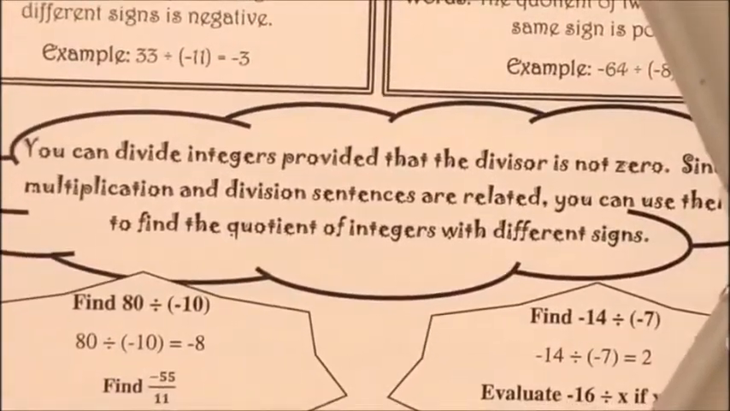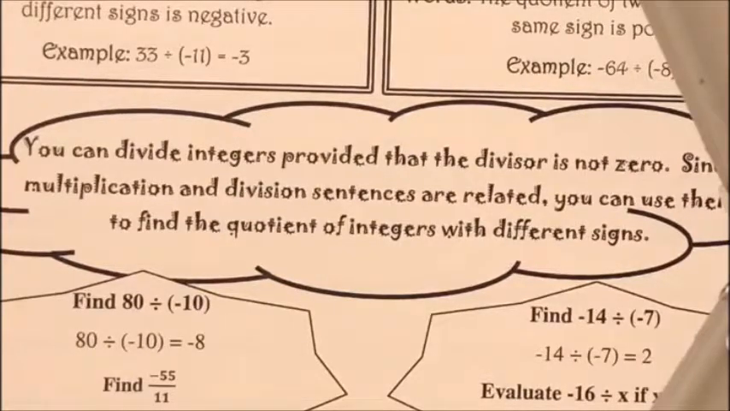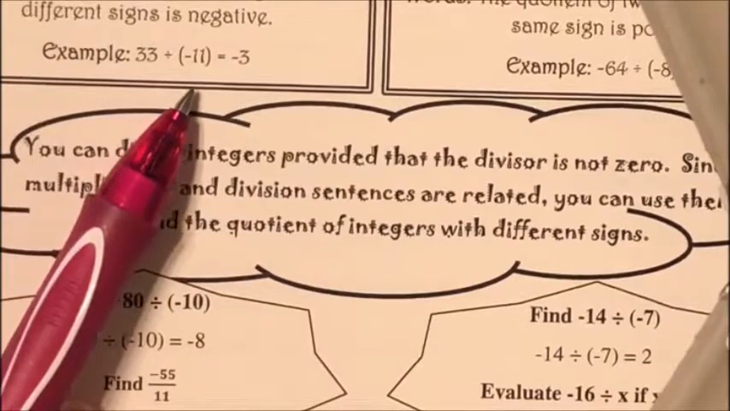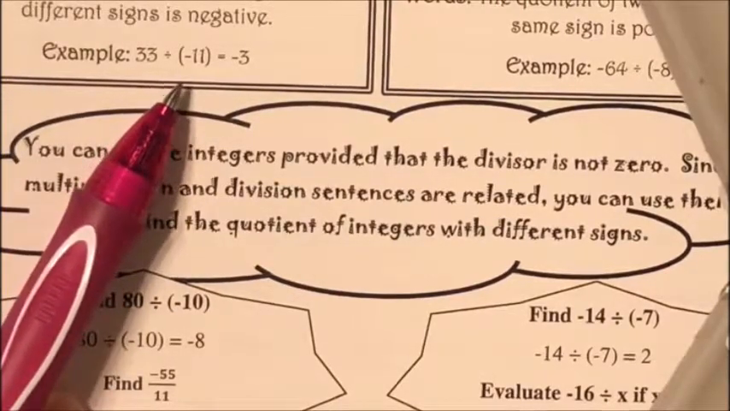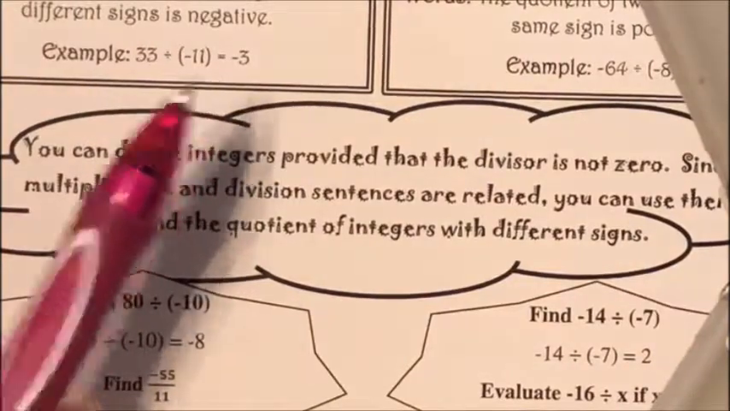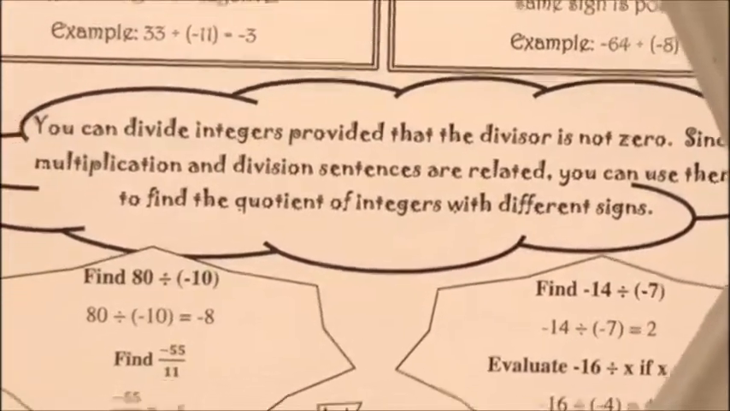So a special note here, you can divide integers provided that the divisor is not 0. That means the bottom number, your denominator in a fraction, or your divisor cannot be 0. Since multiplication and division sentences are related, you can use them to find the quotients of integers with different signs. So in the case of 33 divided by negative 11, you can think to yourself, what times 11 would get me 33? 3. So let's look at some examples.